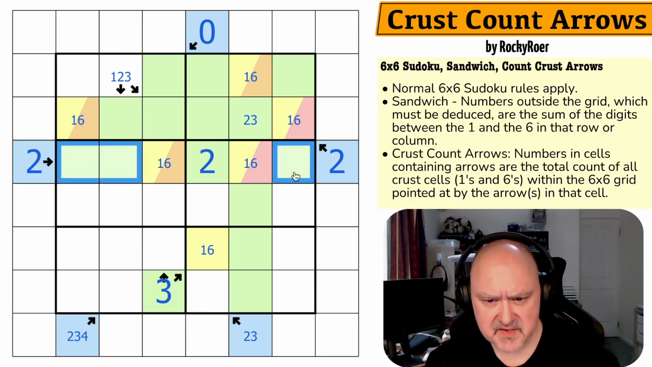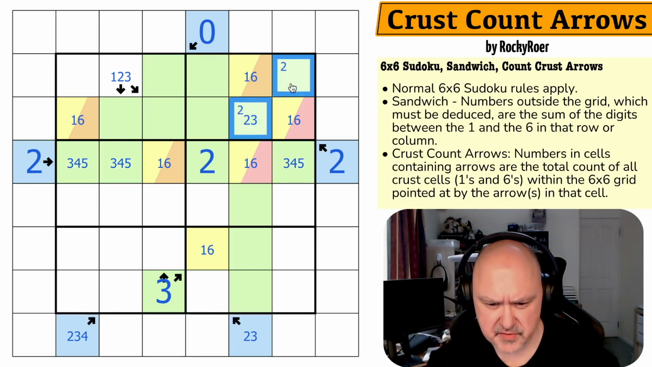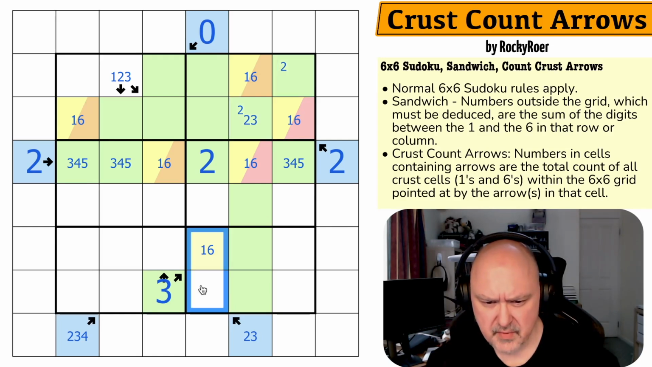Okay, what have we got otherwise? These are 3, 4, and 5. 2 is in one of those two. Red is in one of those two. Orange is in one of those two. One of these is crust. If that's the crust, that's orange, that's red. If that's the crust, then that's orange.